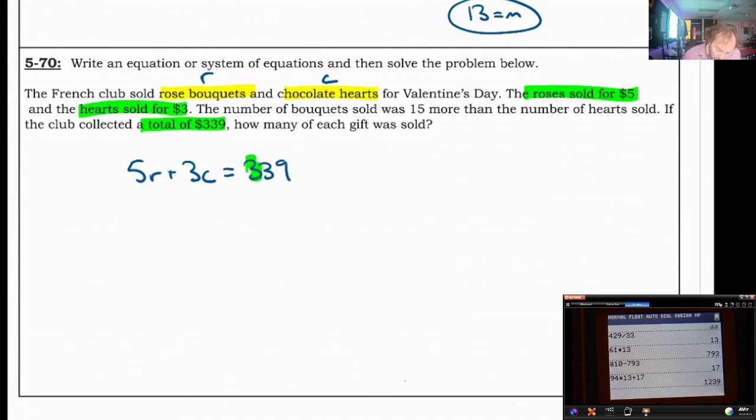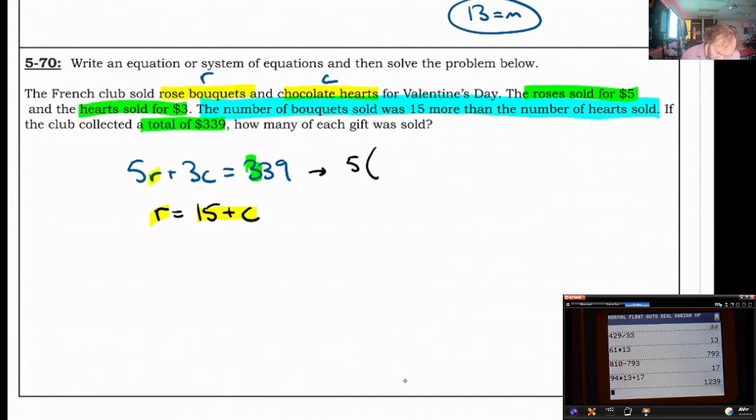The number of bouquets sold was 15 more than the number of hearts sold. So I know that the number of bouquets was 15 more than the number of chocolate hearts sold, C. So there's your system of equations. This is going to be a substitution system since we know that R is equal to 15 plus C. So let's go ahead and get to work.